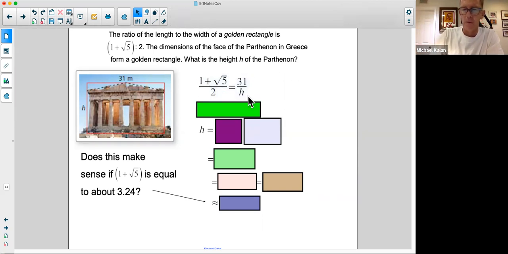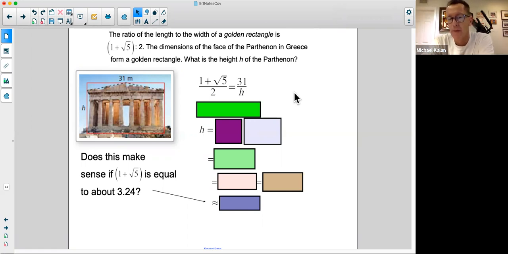Hopefully you said you could form a proportion, right? We know that (1 + √5)/2, the ratio, which means a fraction, is equal to this length over this height. So this is the length, that's the height: length over height. Okay. Now, what would we do here in order to solve for h?